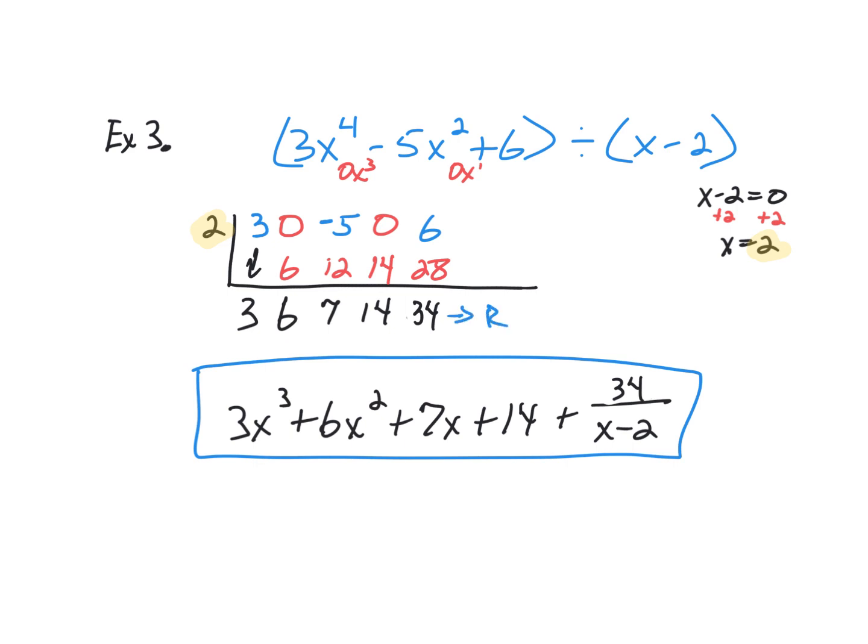So in our answer, this first 3 is going to get x to the third. That's because we were at 3x to the fourth divided by x to the 1, and the exponents 4 minus 1 give us the 3. So 3x to the third, plus 6x squared plus 7x plus 14 is your constant, and finally your remainder of 34 over x minus 2. All right, so that's a look at using synthetic division for dividing polynomials.